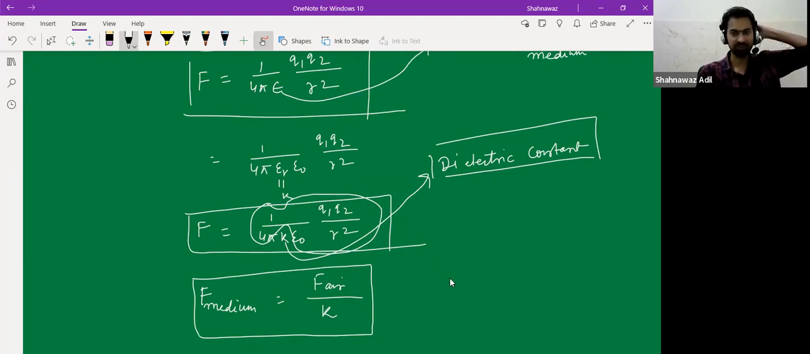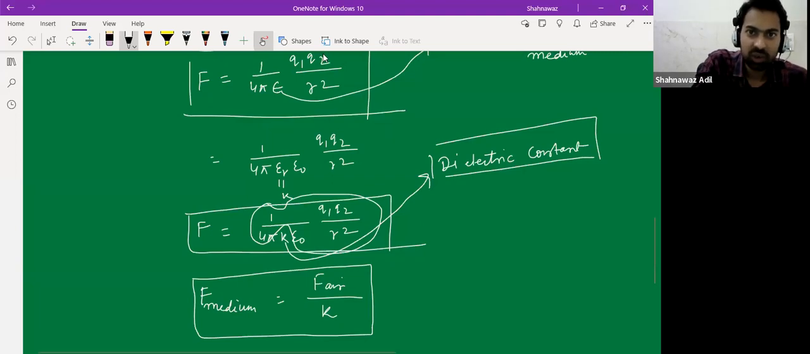Understood up to this point? So you have some Coulomb's law, right? You have two charges and they are placed in air, so they are experiencing some force. And when you put those two charges in some medium, then you will experience a decreased amount of force. And how much is that decrease? It is decreased by this dielectric constant. Okay, understood up to this point? Yes, so this was about Coulomb's law.